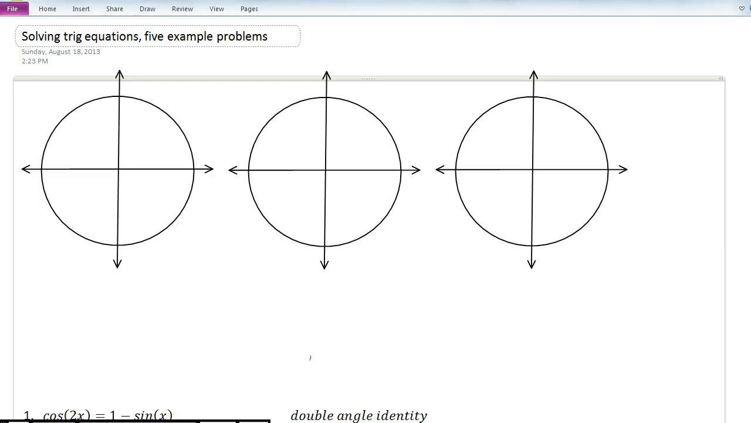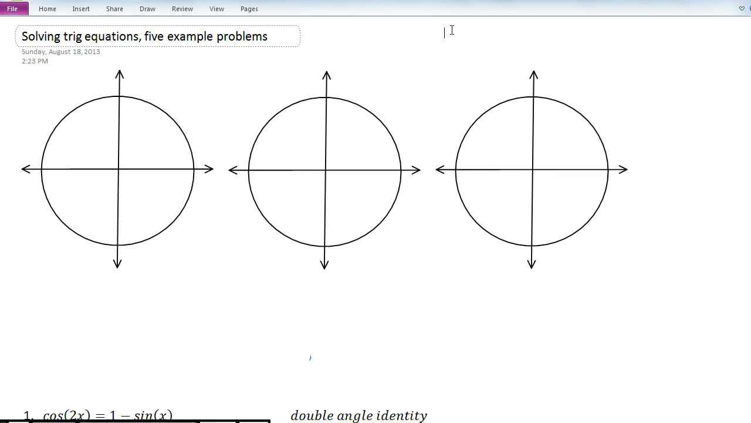Okay, this is a video about solving trig equations. Before we get started on some examples, I just want to share a few insights that I've had as I've taught this material before. I think that part of the problem with solving trig equations is algebra, and then there's part of it that's trigonometry. We'll address both, but right now I want to talk about the trigonometry part.